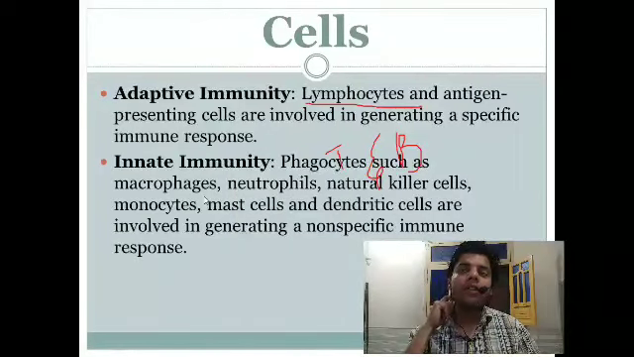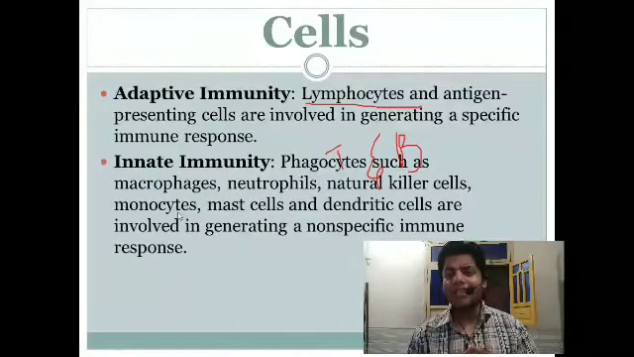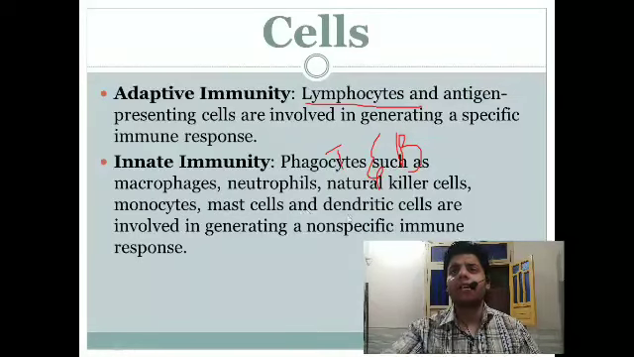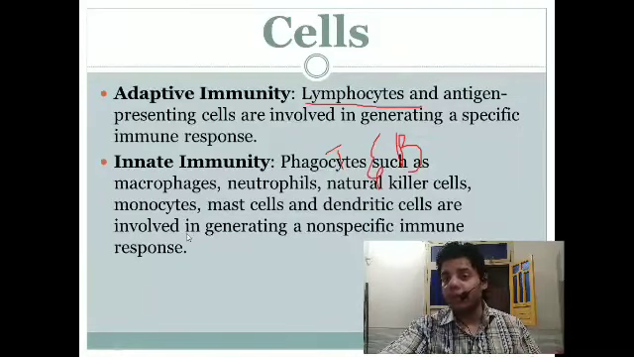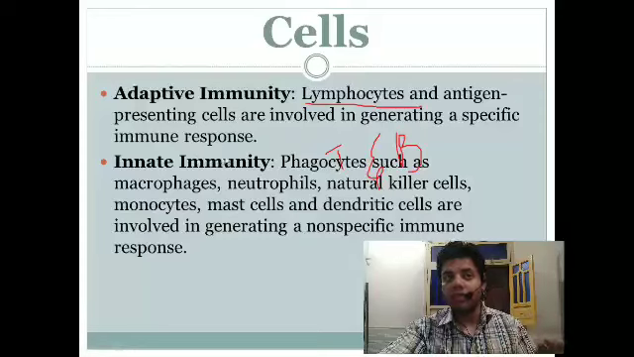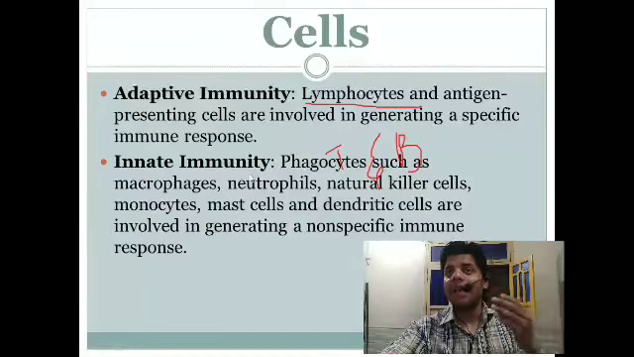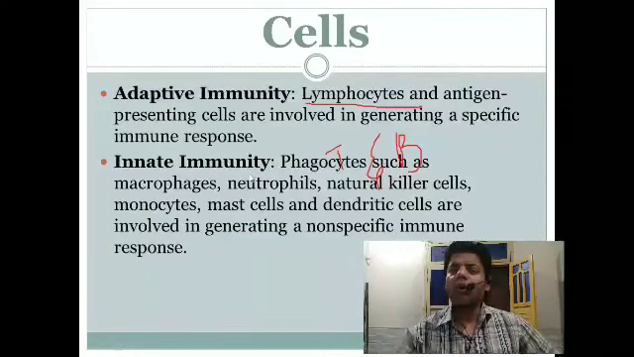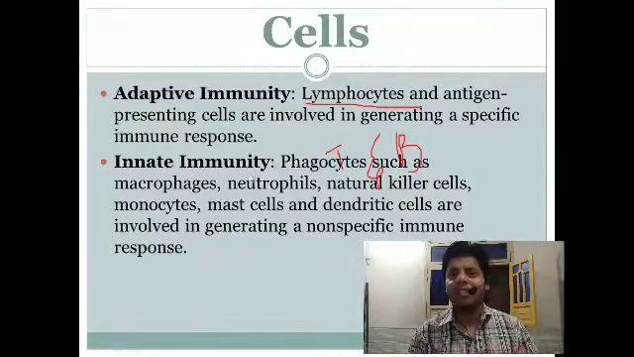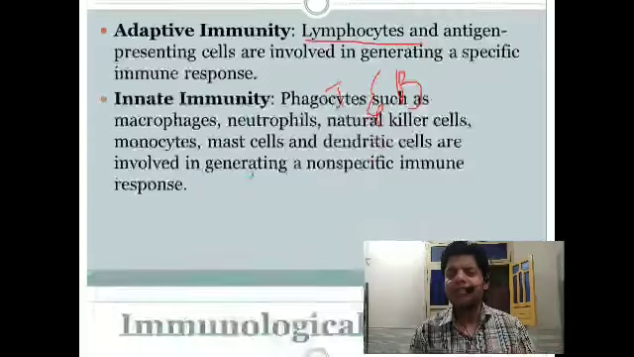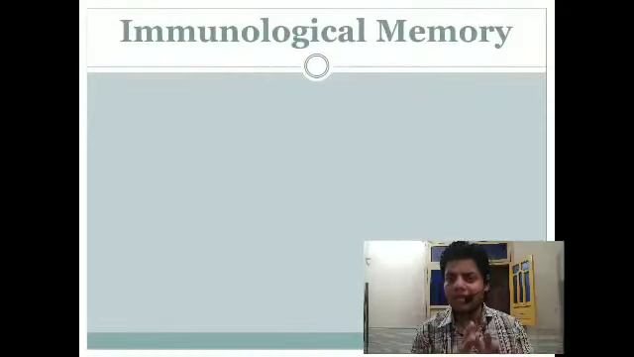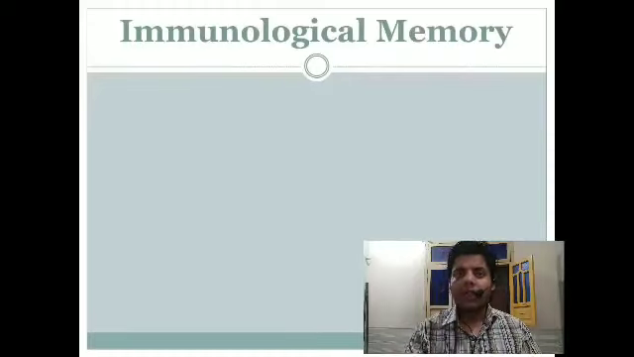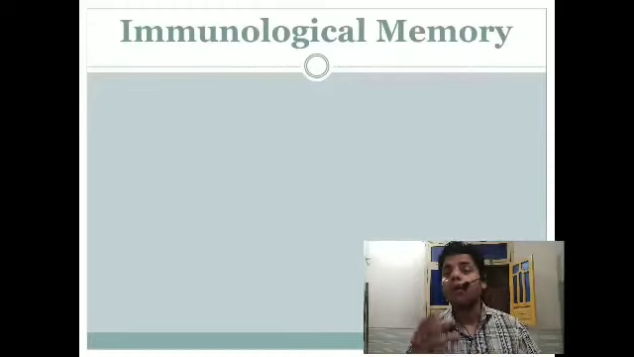And then we have the cells which are involved in innate immunity. These are the phagocytes such as macrophages, neutrophils, natural killer cells, monocytes, mast cells, and dendritic cells. All these cells are involved in the innate immune system. We already talked about all these cells in detail. If you missed these immune cells, they are present on my channel, you can watch them. Then next we have immunological memory.